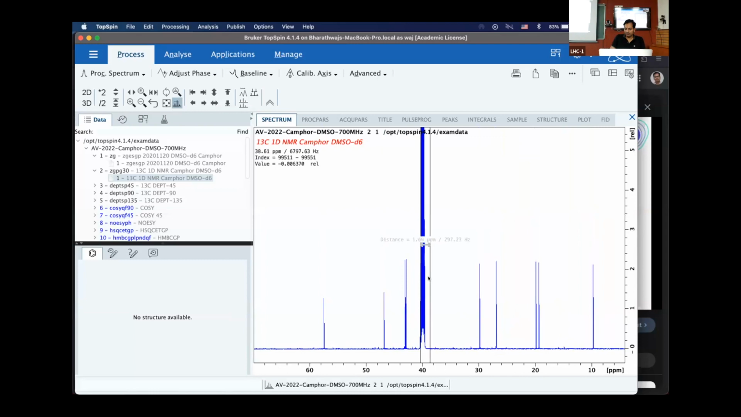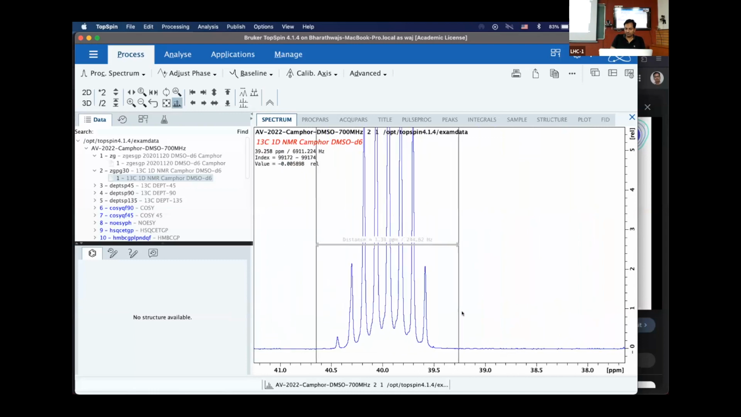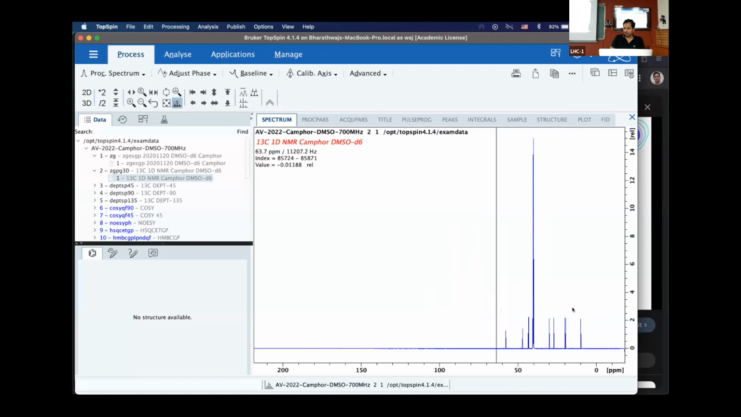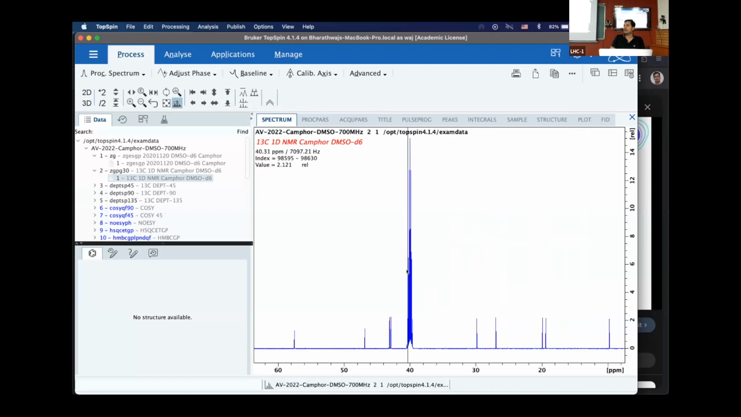And of course, I don't have to say what this peak corresponds to. Can somebody tell me what this peak corresponds to? The solvent DMSO. That's correct. Okay, so there you go. And solvent has the most concentration. Therefore, it is the most intense peak. Therefore, we don't end up integrating and so on. We have already discussed all that, right?